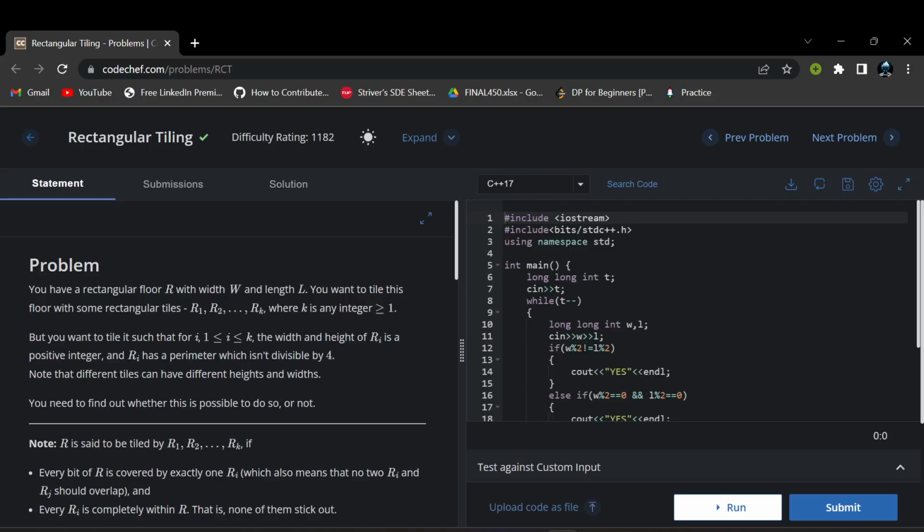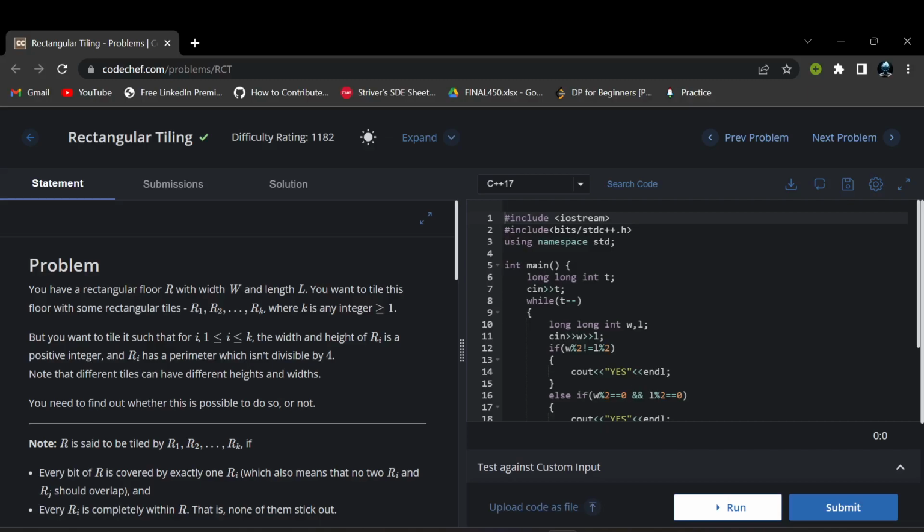Good morning, everyone. Today we'll be discussing the problem Rectangular Tiling, which came in Starters 92, which happened on 31st of May 2023. So let's see the problem statement. The problem statement goes like this.